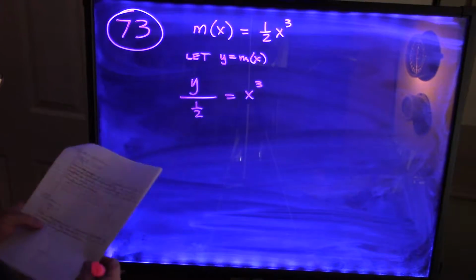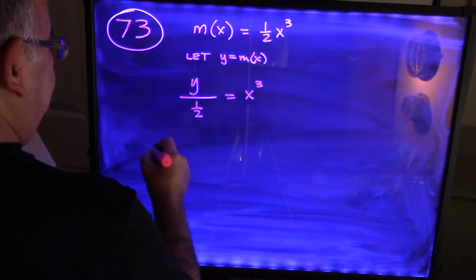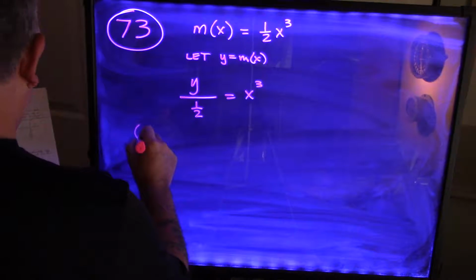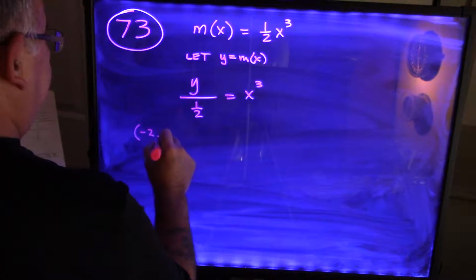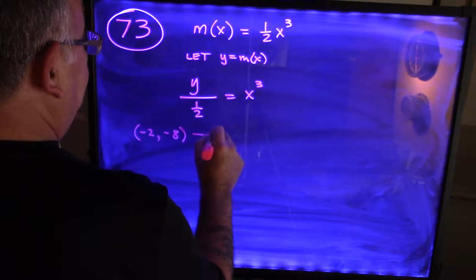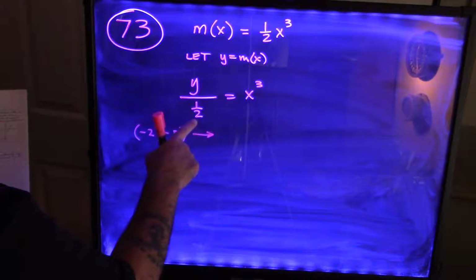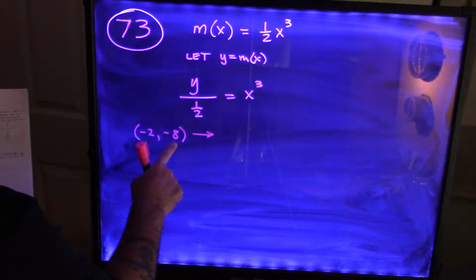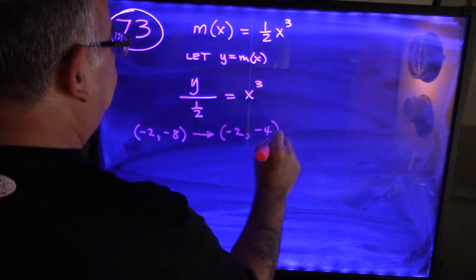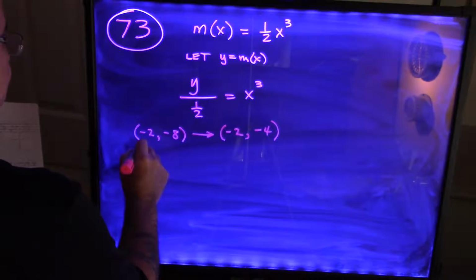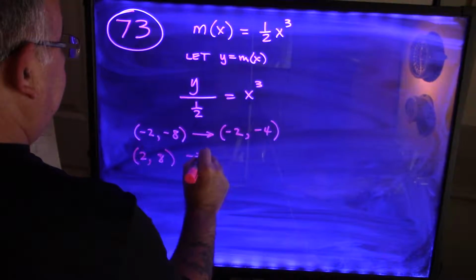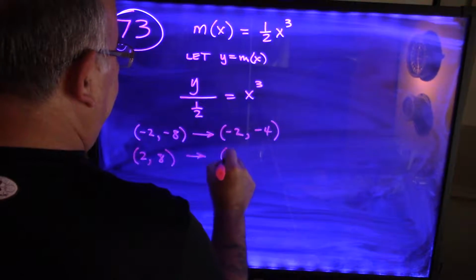Let's take a couple of points that are on the original graph, y equals x cubed. For example, we have the point -2, -8. -2 cubed is -8, so this is on the original graph, y equals x cubed. And then I'm going to multiply the y coordinate by 1/2. So 1/2 times -8 is -4. So -2, -4. Another point on the graph y equals x cubed is 2, 8. Multiply the y coordinate by 1/2, you get 2, 4.